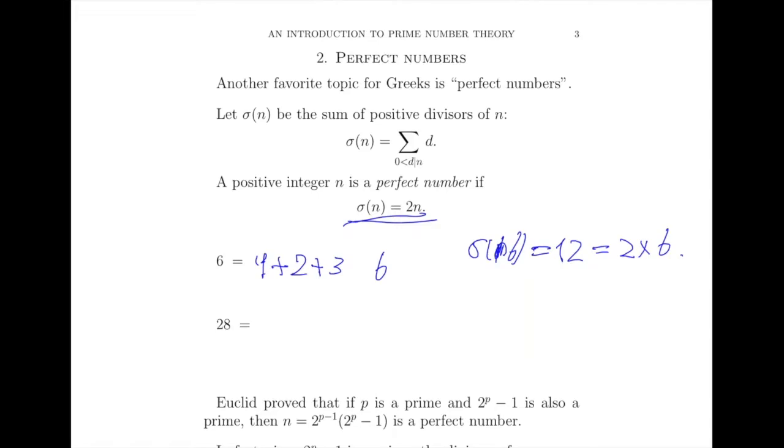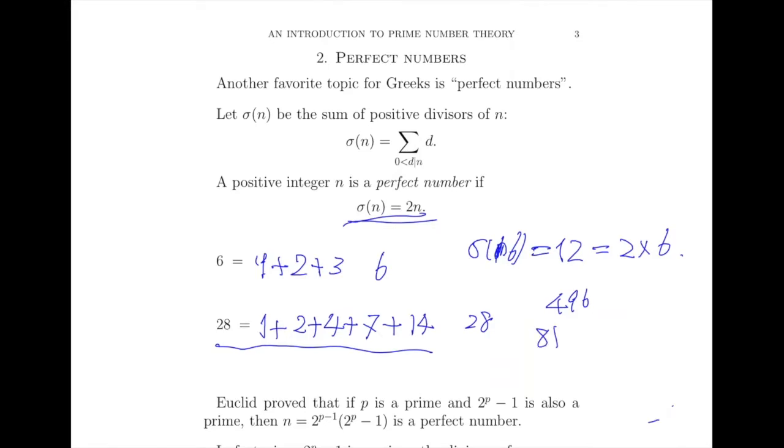Similarly, the divisors of 28 are 1, 2, 4, 7, 14, and 28. If we sum up all of these divisors except for 28 itself, then this is equal to 28. So 28 is again a perfect number. Similarly, we know, for example, 496 or 8,128, these are also perfect numbers.